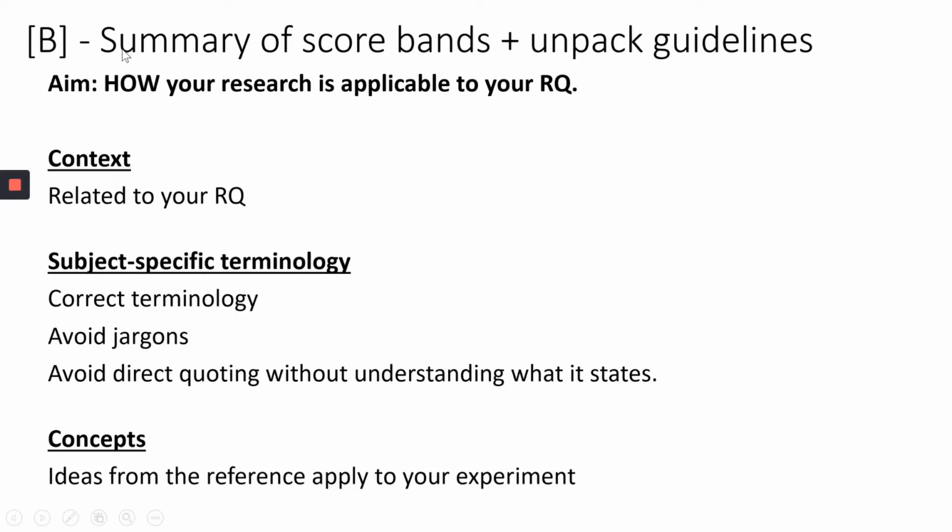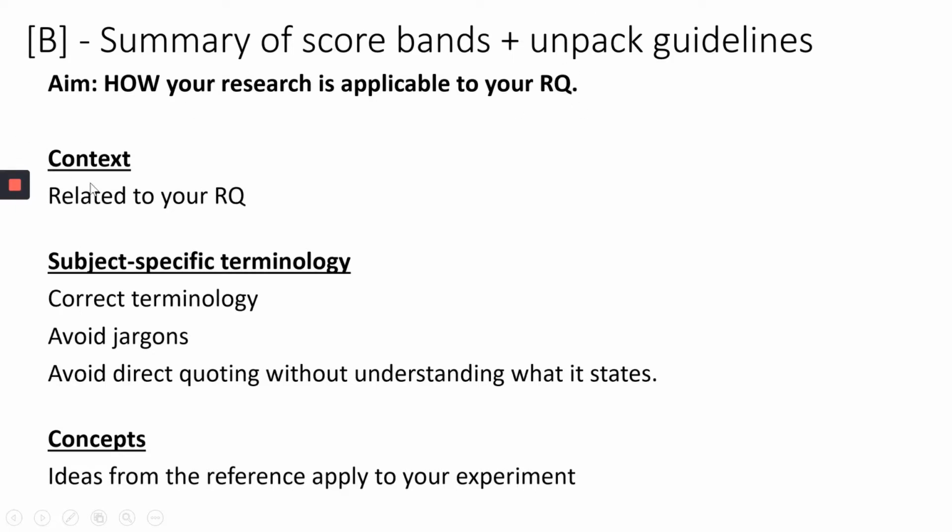Comparing to Criteria A, Criteria B looks at how your research applies to your RQ. Now, in the previous session, in session A, we focused on your method, so you have to justify your method and things like that. In Criteria B, we're looking at how your research is applicable to your research questions.